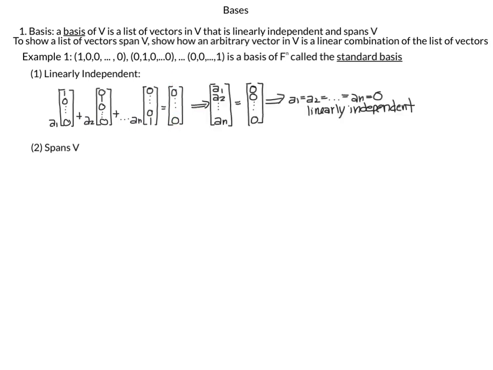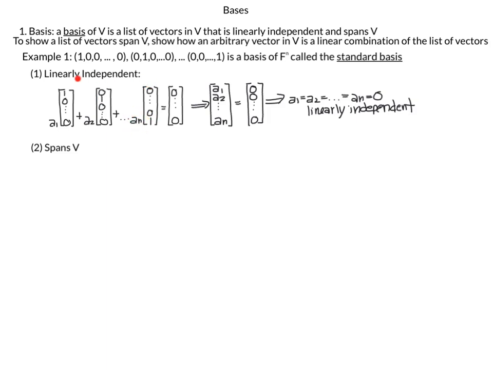This one's fairly straightforward. I don't need to get it in matrix form because if I look at this, I multiply a1 times this vector and I'm going to get a1 in the first position. When I do this scalar multiplication, I get a2 in the second position. So essentially I get an in the nth position.